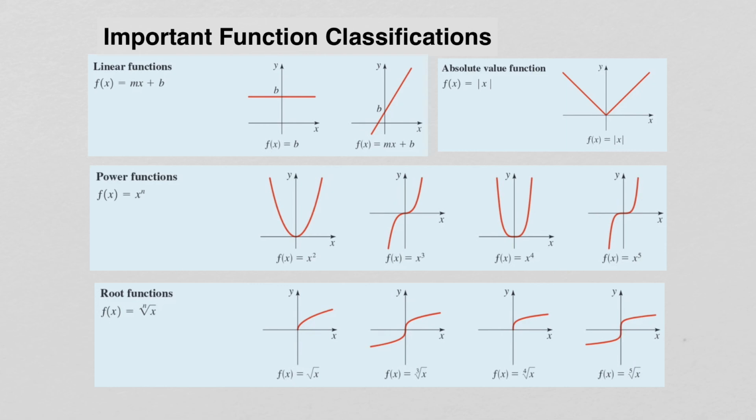Now, if the slope of your line is 0, it will be a flat line. But if the slope of your line is not 0, it will be some kind of a slanted line. And you talk a lot about linear functions in intermediate algebra, so you should have a pretty good grasp of those. The absolute value function we talked about a few minutes ago, that's f of x equals the absolute value of x, and this gives us our V-shaped graph.